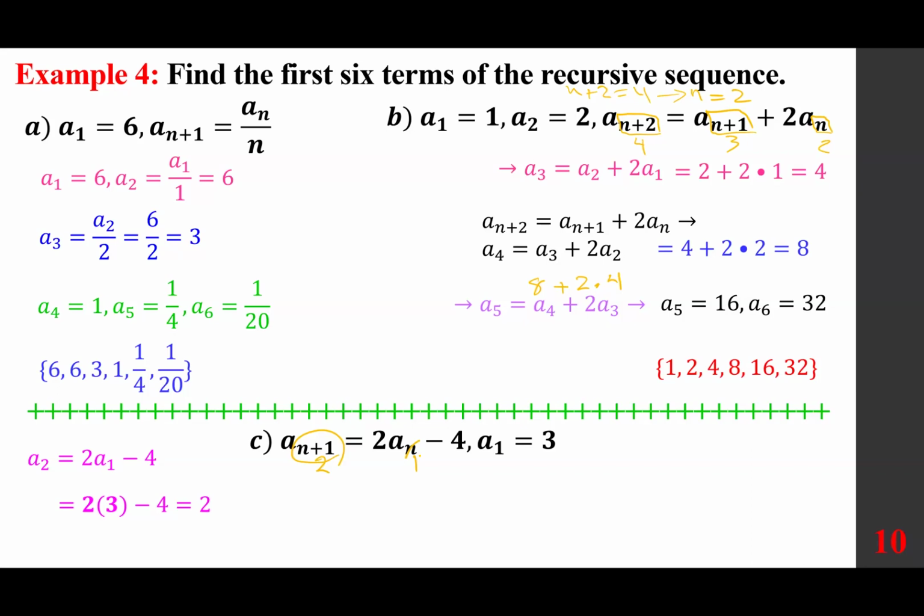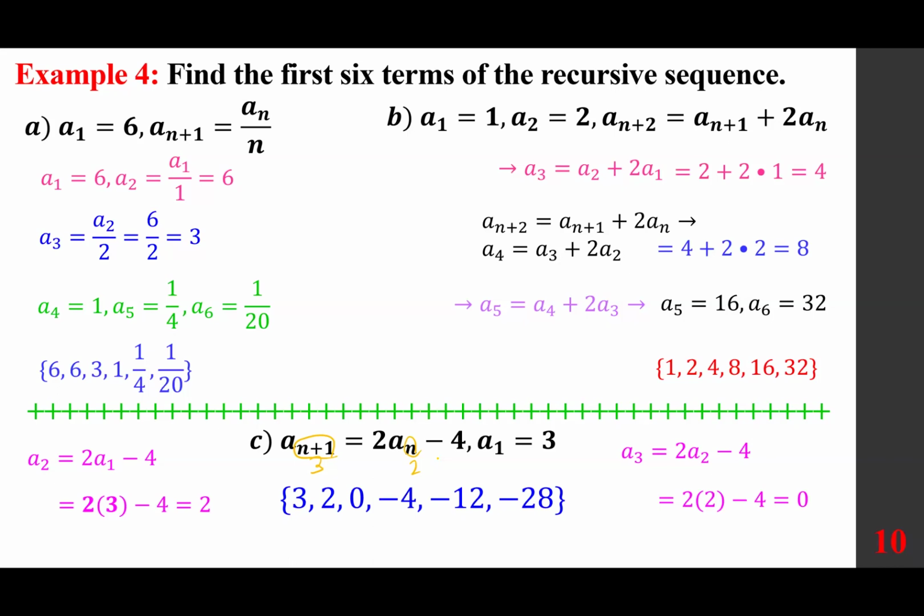What about a sub 3? If this is 3, if n plus 1 is 3, n must be 2. So 2 a sub 2 minus 4. As you know, a sub 2 is 2. 2 times 2 minus 4 makes it 0. If you can find 2, you can find them all. It's not a big deal, everybody. So here's the list for the 6th term.